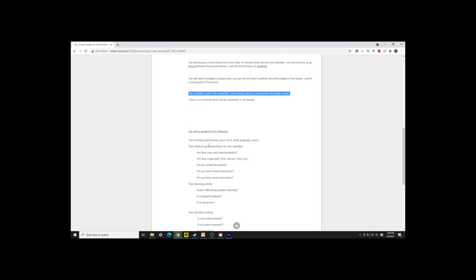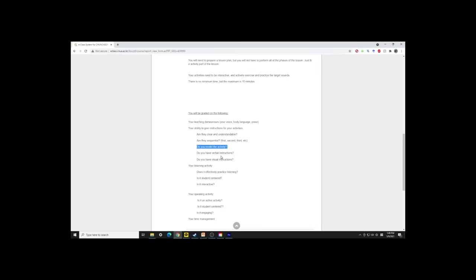So you're going to be graded on the following. One, your teaching demeanor, your voice, your body language, your poise, all those things. Two, your ability to give instructions for your activities. Are your instructions clear, understandable? Are they sequential? First, do this. Second, do this. Third, do you model the activity?